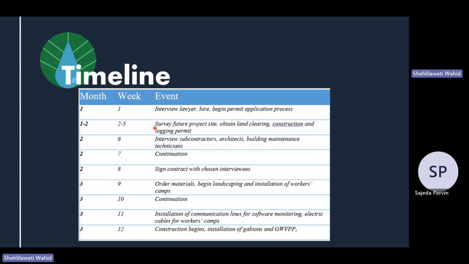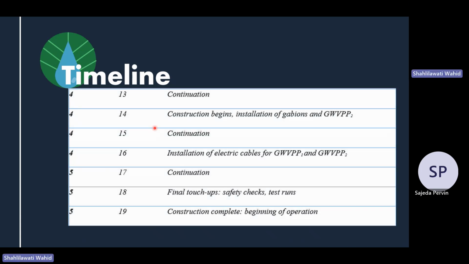And after finishing ordering the materials, we will start to install the communication lines for software monitoring and electric cables for the workers camp for them to have electricity. And at the 12th and 13th week, we will start to construct GWPP number 1, and in the 14th and 15th week, we will start to construct GWPP number 2. It will take about 2 weeks for us to finish each.